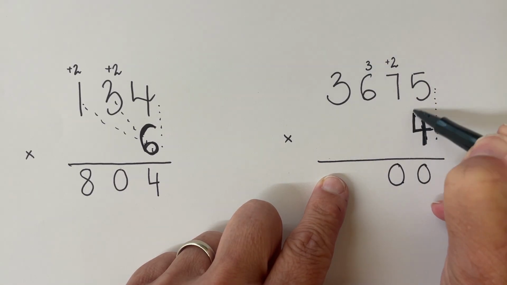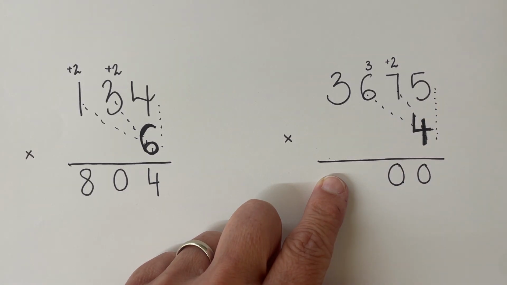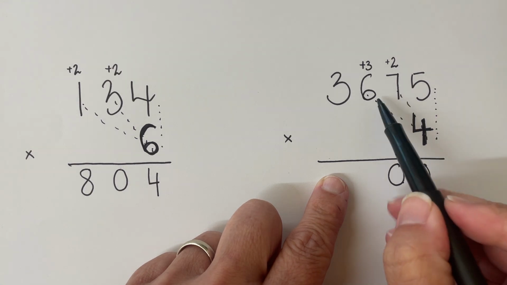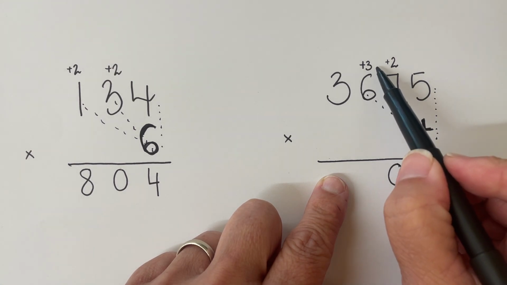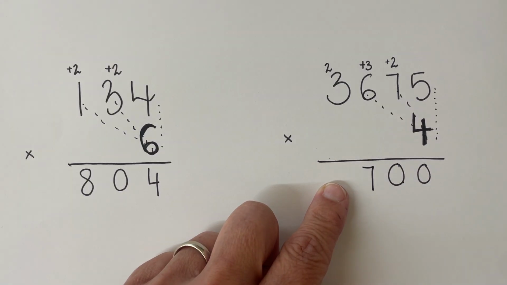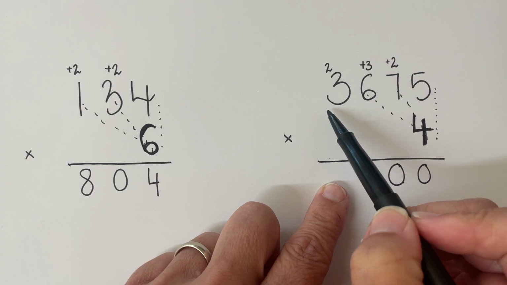And now I'm going to do 4 times 6 is 24. Don't forget to add the 3. 4 times 6 is 24. 24 plus 3 is 27. So I write my 2 in the next column now. It's in the thousands column.